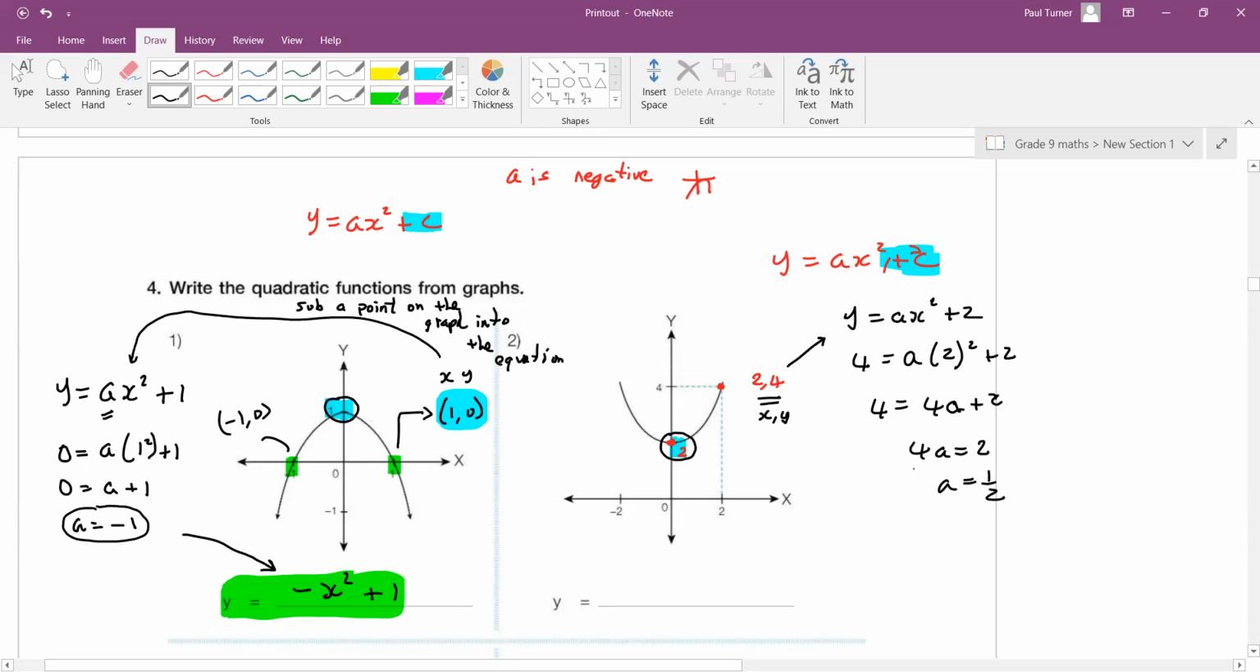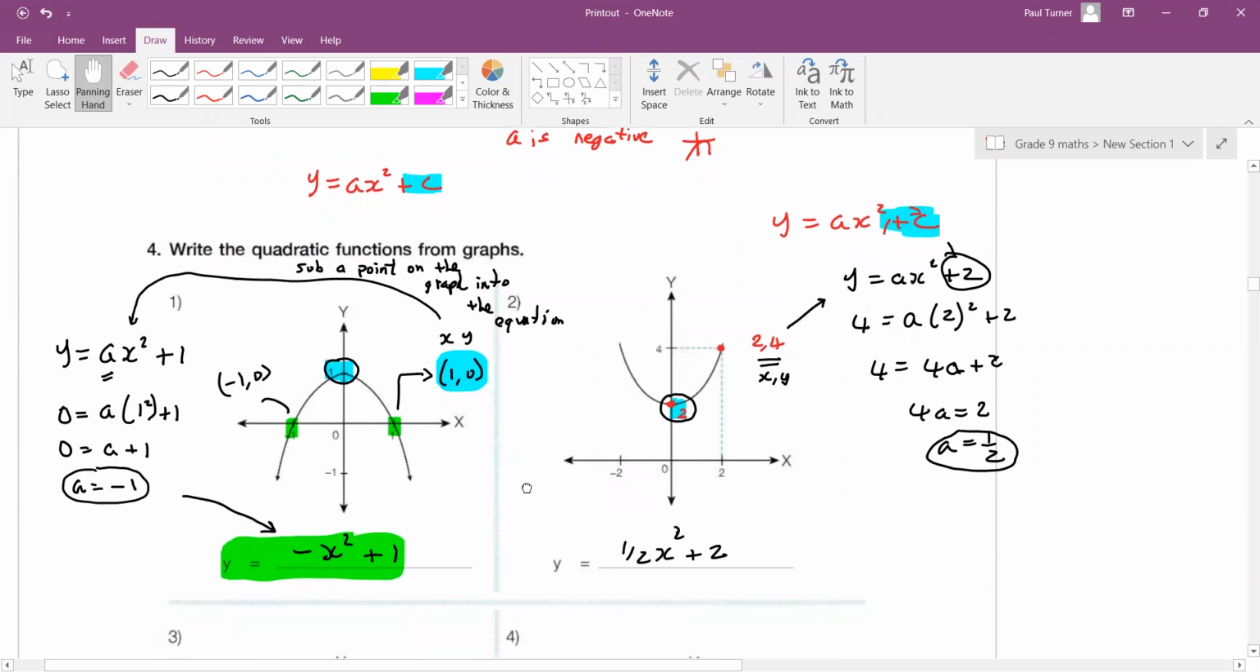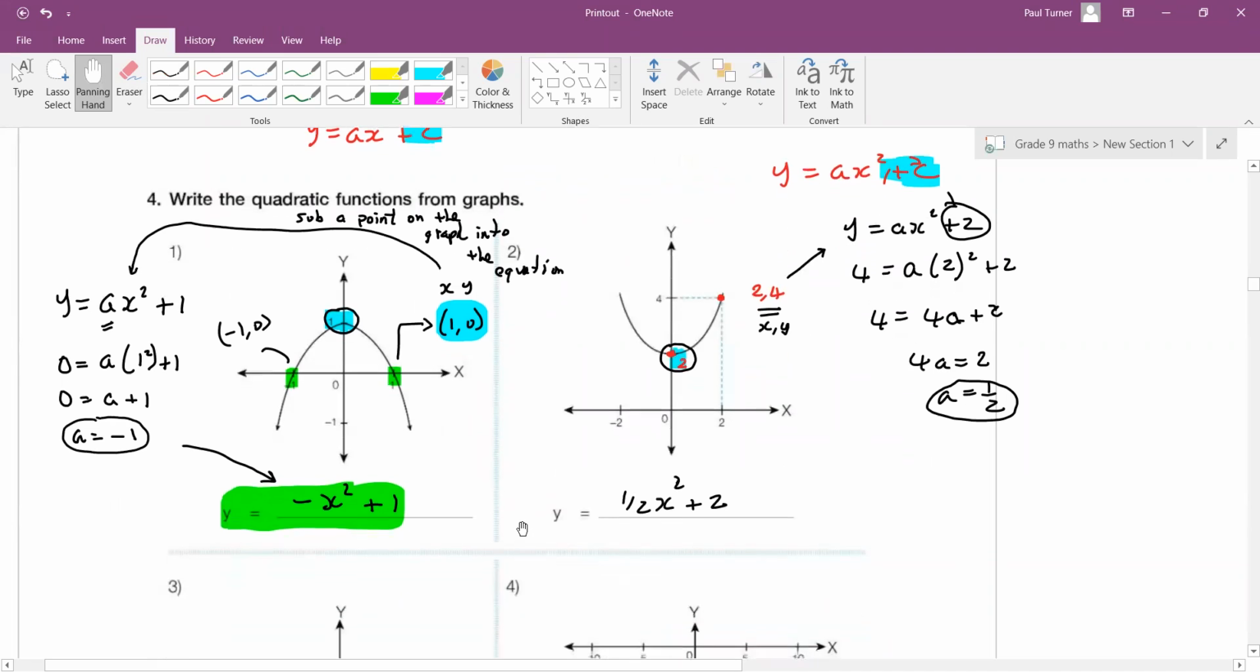Okay, so a is not always 1. A could be any number. So a is a half, and c is 2. So our general form, our equation, would be y equals half x squared plus 2 for that one. You can take some notes there if you want, because I think you're going to come across these again later on. And this is the kind of question you would get in an exam or a test, because you're trying to interpret the graphs.